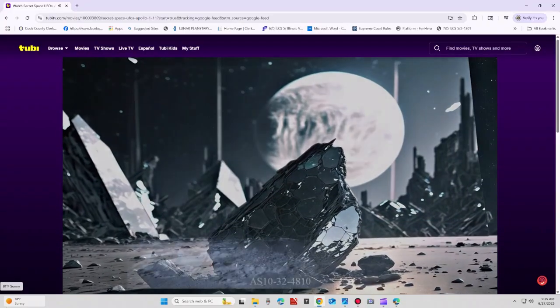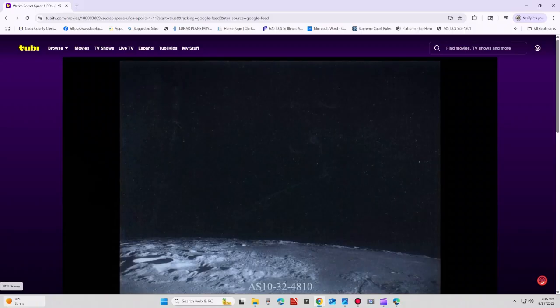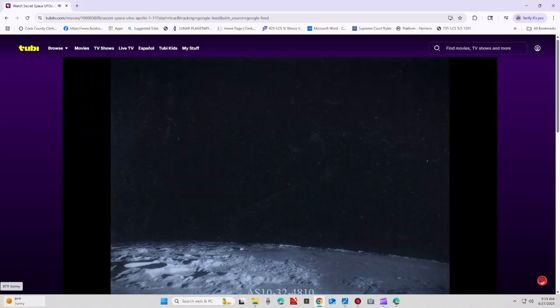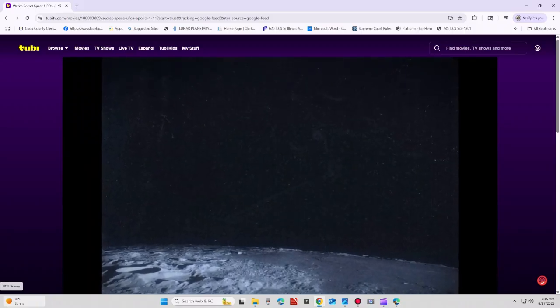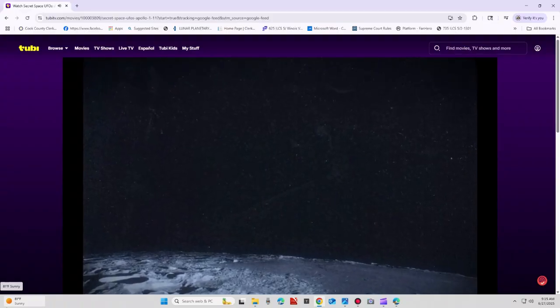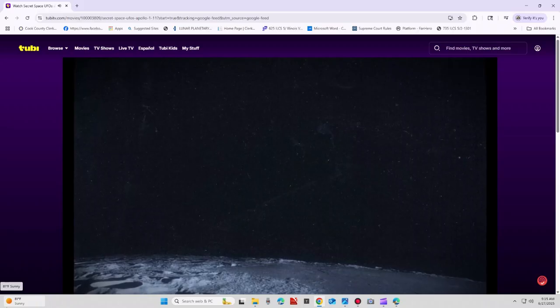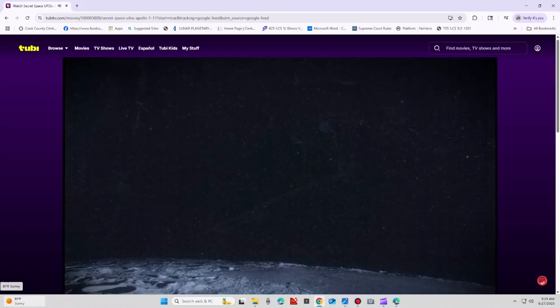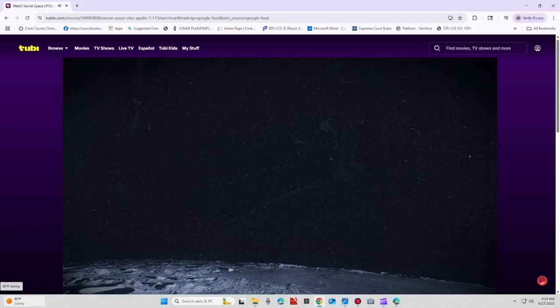So this is the photograph. This is an original analog image. It's been scanned in by researchers back in the 1990s. And it looks pretty straightforward. This is actually AS10-32-4810. So it's a couple images earlier. It's 12 images earlier than that, over the Sinus Medii region.